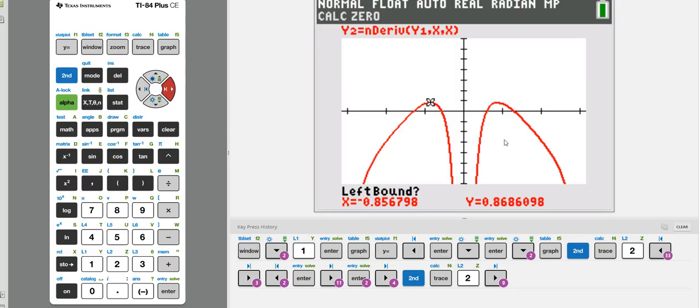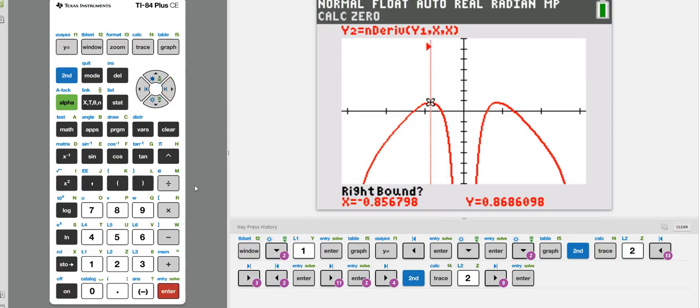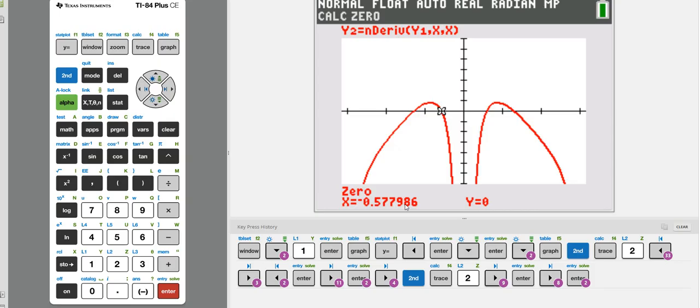I'm already to the left of my point, so that's great. I've got a left bound. Move to the right. Press enter to get a right bound. I've got a change of sign for the graph in between here, so press enter and you should get negative 0.577986, etc. Let's round that to the nearest thousandth. What would that be to the nearest thousandth?